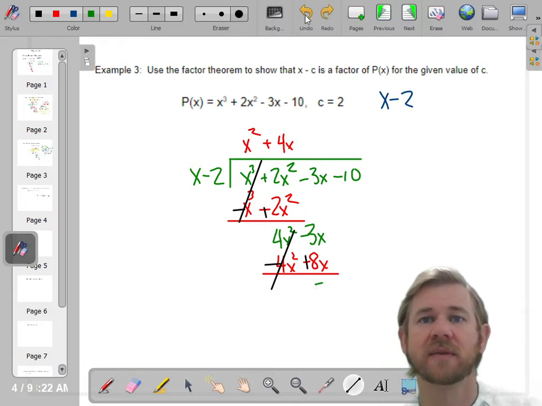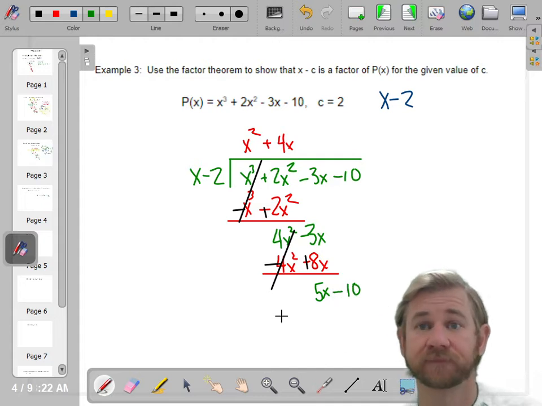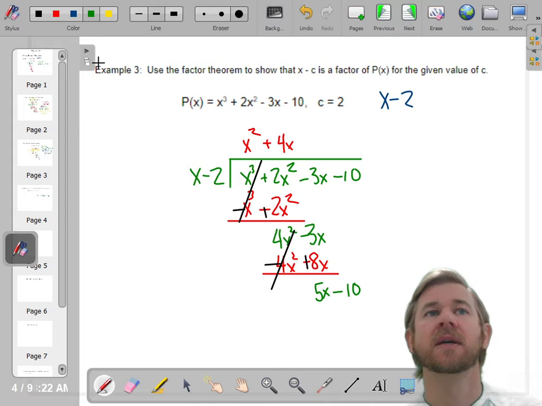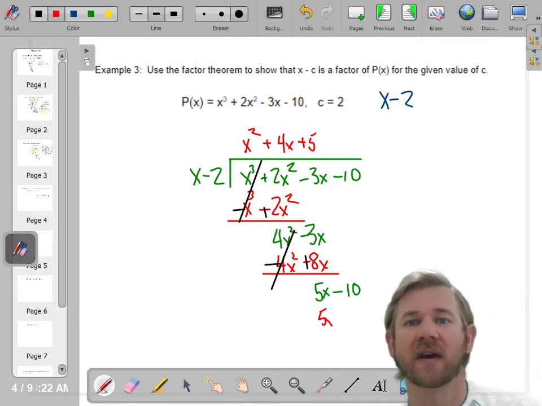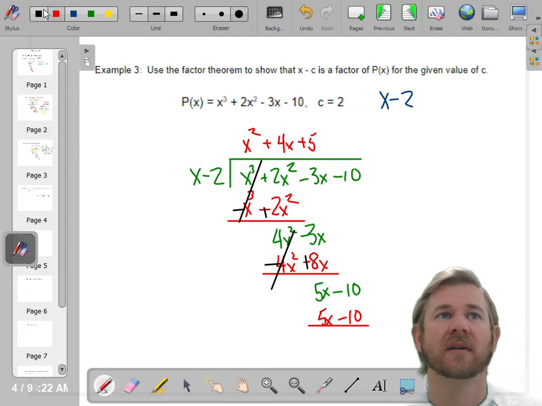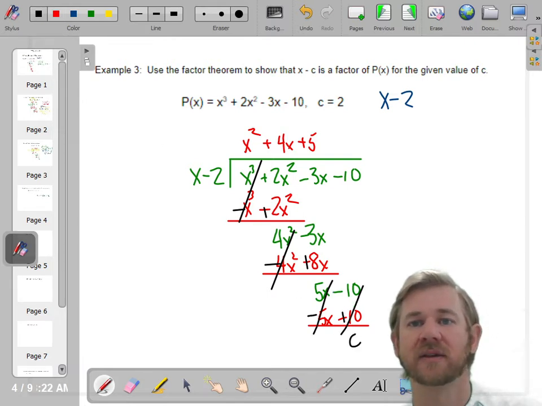5x minus 10. Now I do the same thing one more time because these are both degree 1. So x times what gives you 5x? That would be 5. Distribute 5. 5x minus 10, 5x minus 10. This looks good. Minus plus. Those cancel out and those cancel out, so it's 0.